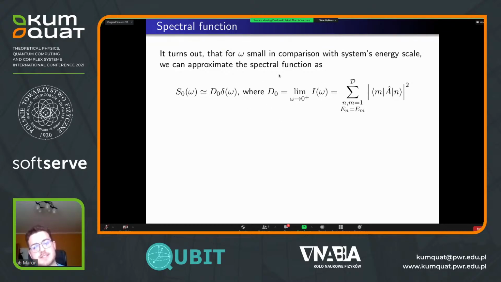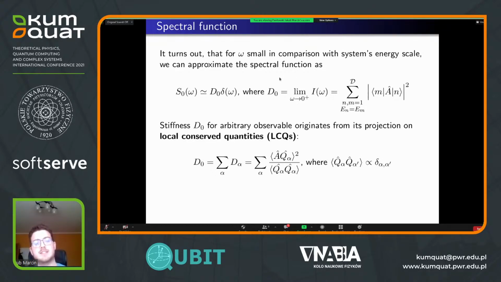But it's not very illuminating so far because, well, we just said that to study the limit of small omegas, we just need to take the limit with small omega. But as it turns out, this quantity D0, which is called stiffness, for an arbitrary observable originates from its projection on the so-called local conserved quantities, which are the main topic of this talk. You can see that it can be calculated with a certain equation.